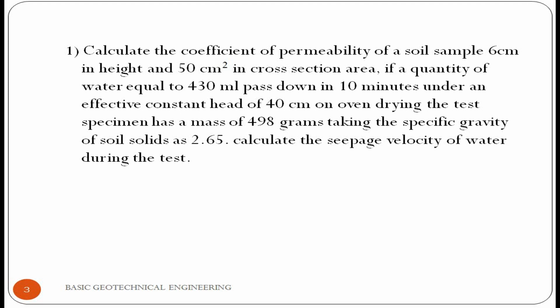So let us see in this problem, calculate the coefficient of permeability of a soil sample 6 cm in height and 50 cm square in cross sectional area, if a quantity of water equal to 430 ml passed down in 10 minutes under an effective constant head of 40 cm. On oven drying, the test specimen has a mass of 498 grams, taking the specific gravity of soil solids as 2.65. Calculate the seepage velocity of water during the test.